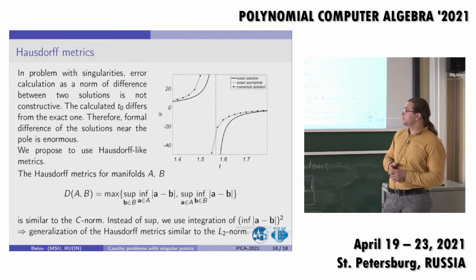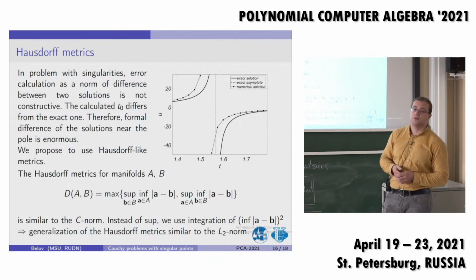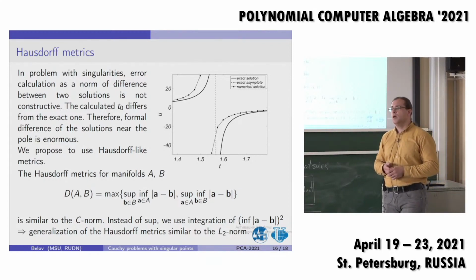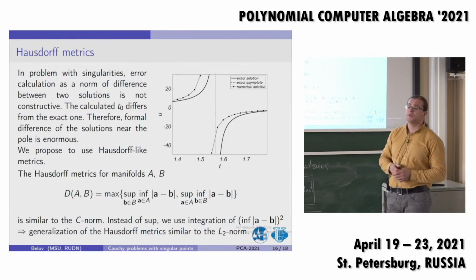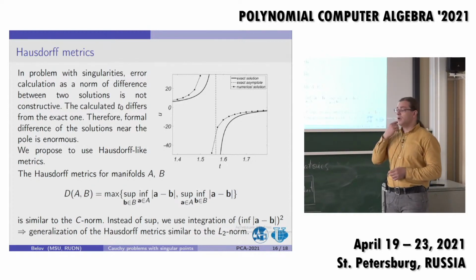The Hausdorff metric for manifolds A and B is given on the slide. It's the conventional definition. It is similar to the C norm due to the usage of the supremum procedure. Instead of supremum, we propose to use integration, and then this generalization is similar to the L2 norm.